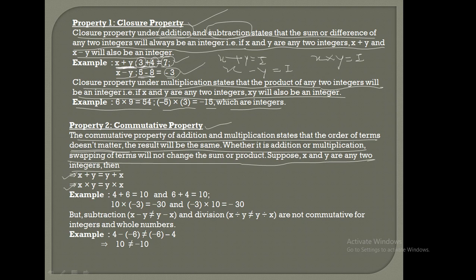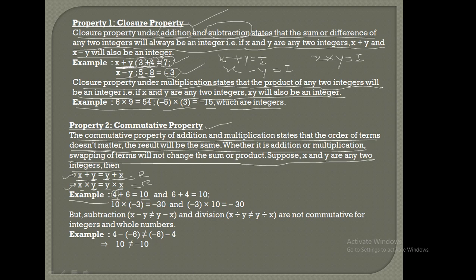This property says that changing the order of any two numbers does not change the result. Here in the first one, x is at the first position, y is at the second position. When we change the order, y is at the first position and x is at the second position, the result will be the same. And when we multiply any two integers and change the order of these two integers, then also the result will be the same. For example, we can see here 4 plus 6, it will come 10.